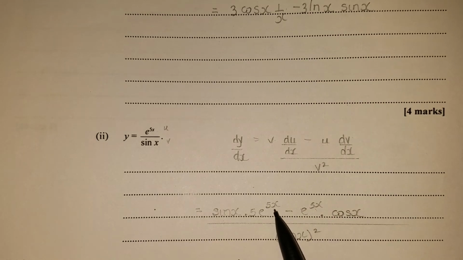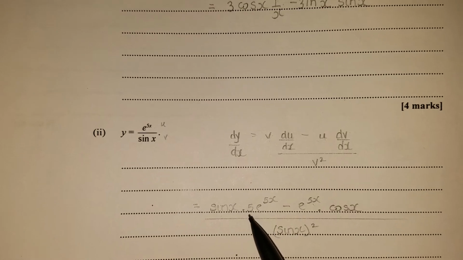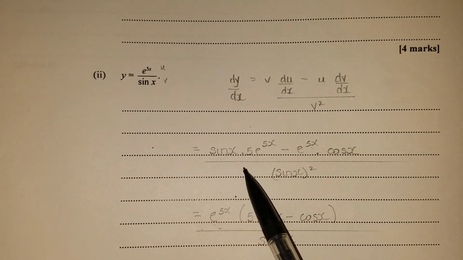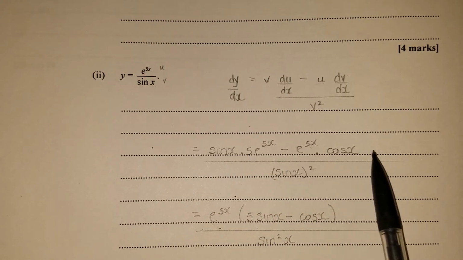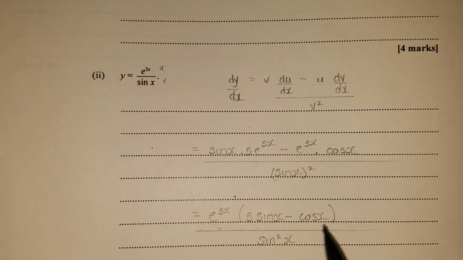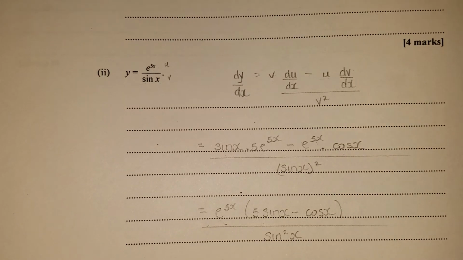To simplify, I factored out what's common, which is e to the 5x, to be left with 5 sin x minus cos x, and that all goes over our sin squared x.